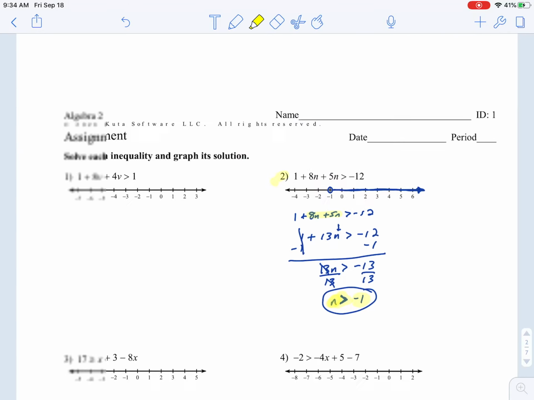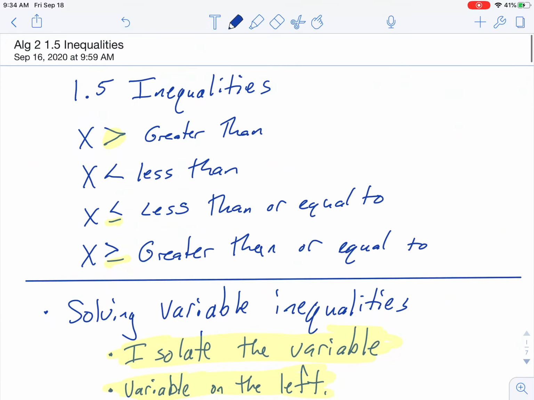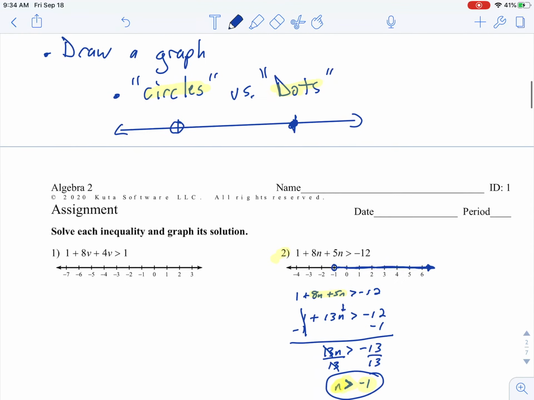So let's go back up here and address this circle versus dot. When I say circle, I'm talking about when you have a number line and you've got a starting point, sometimes you circle it, sometimes you actually put a dot on it. If you ever have just greater than, you circle it. If you ever have just less than, you circle it. But for the other two, the two with an or equal to, you do put a dot. Equal to means you include that number. Putting a dot is another way of saying you include that number.